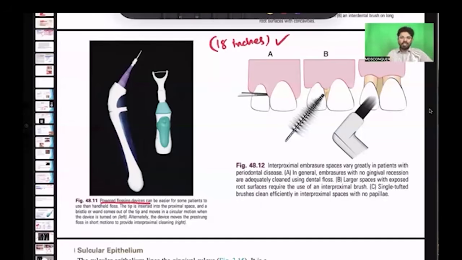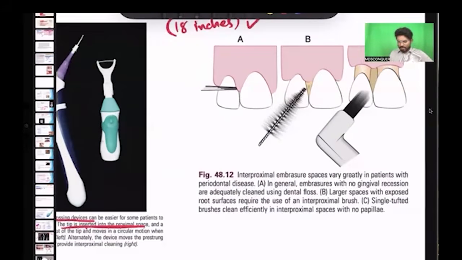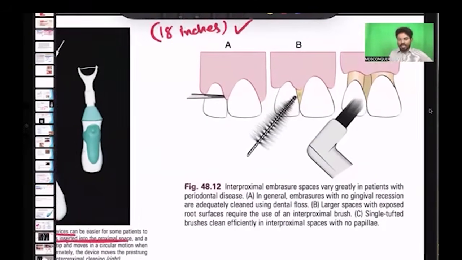Laziness is the invention of the new era, right? So there is something called powered flossing devices for the ease of the patients. The tip is inserted interproximally, and circular motions are done, by which the cleaning will happen. But the most important area is the other side, that is the type of embrasure.